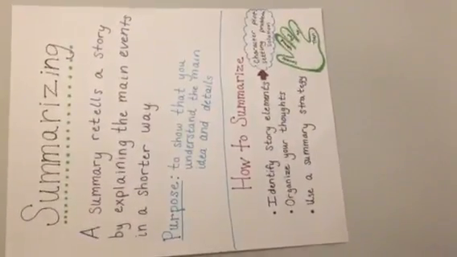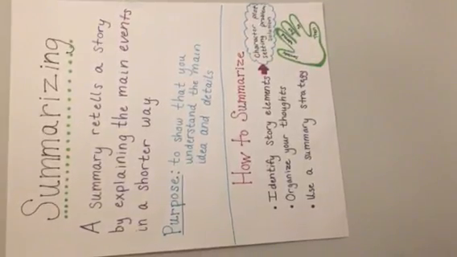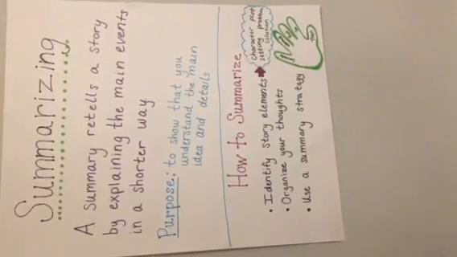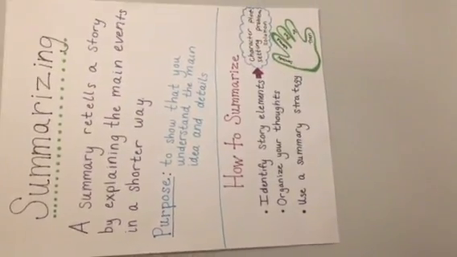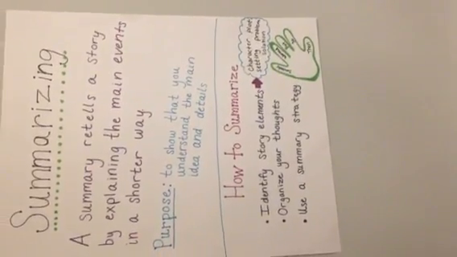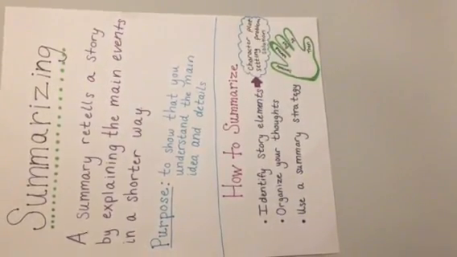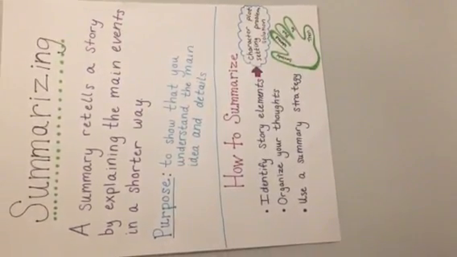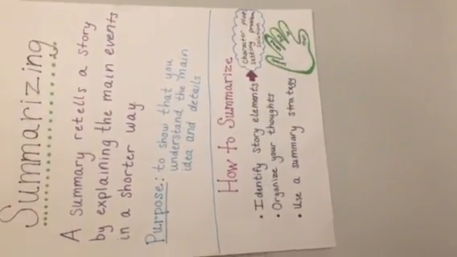Summarizing retells a story by explaining the main events in a shorter way. The purpose is to show that you understand the main idea and the details. There are 3 parts of summarizing: identifying the story elements, which are the character, plot, setting, problem, and solution, organizing your thoughts, and using a summary strategy like the 5-finger retell.